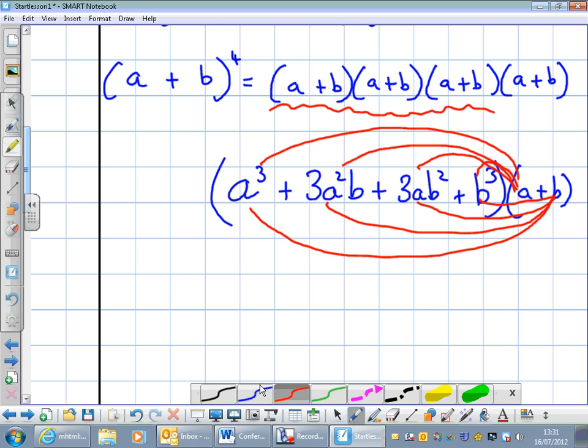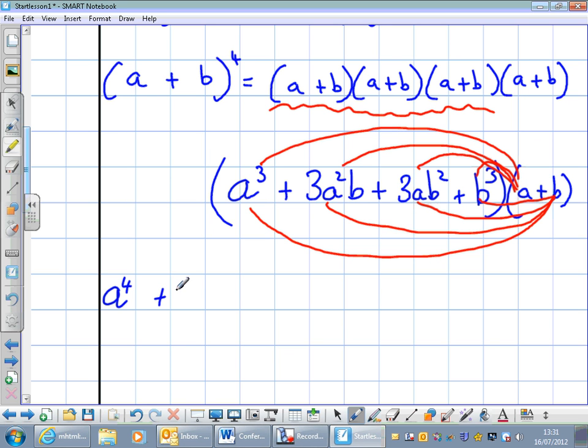Right, let's go through this then. A times A cubed is A to the power 4. A times 3A squared B is 3A cubed B. A times 3AB squared is 3A squared B squared. A times B cubed is AB cubed.